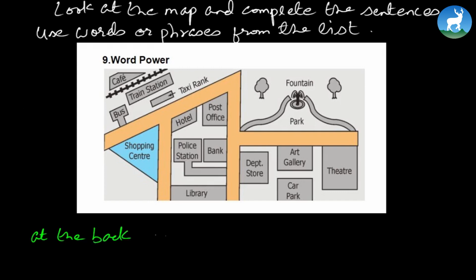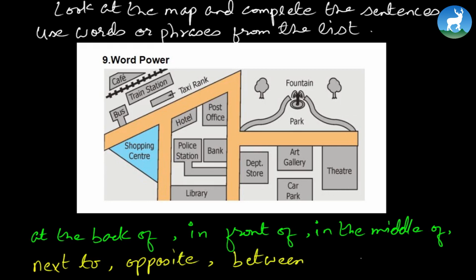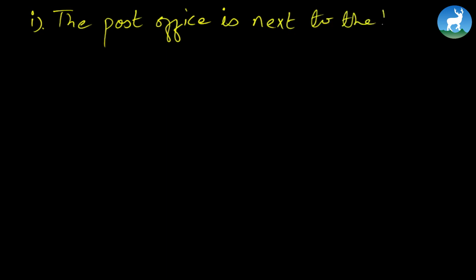So, at the back of, one phrase. In front of, the second one. In the middle of, next to, opposite, between. So these are the phrases given here. And using these phrases or words, we are going to complete this particular sentence here. Now the sentences are here. Remember there are 6 phrases and there are 6 sentences, alright? The first one is done for you. The post office is next to the bank.